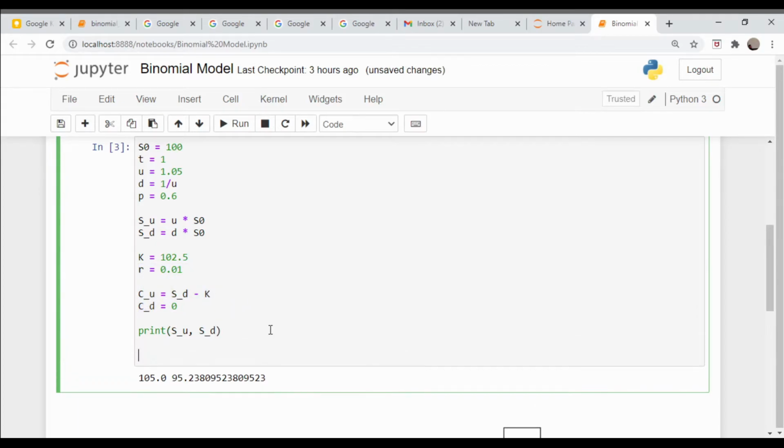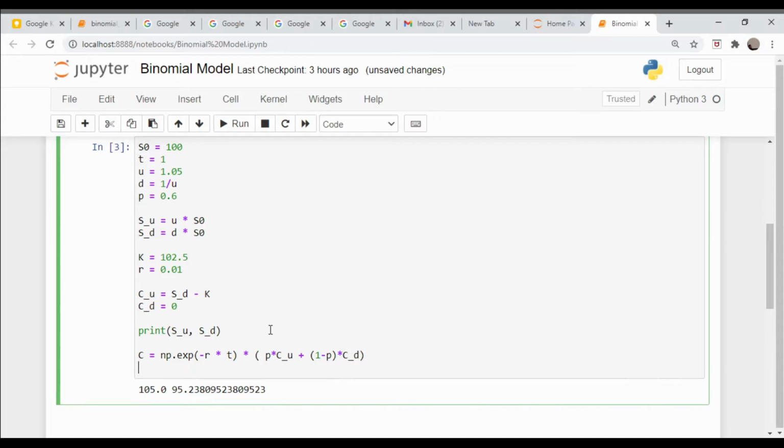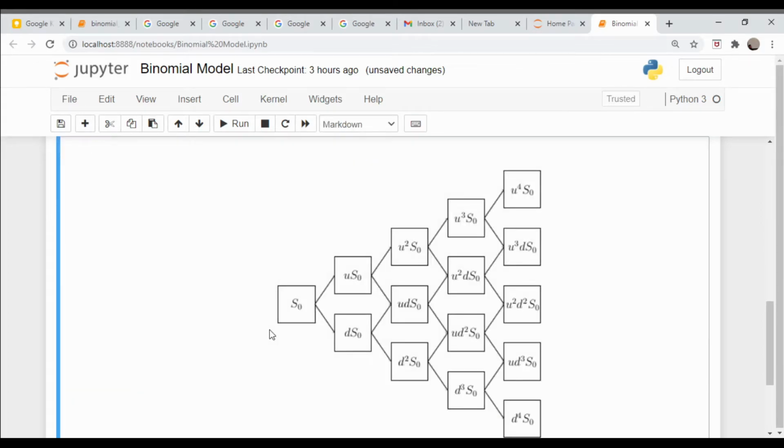So let's come down here. C is equal to np.exp of minus r times t. That gets multiplied by p times C_u plus 1 minus p times C_d. Close parenthesis, that should be it. Print c.